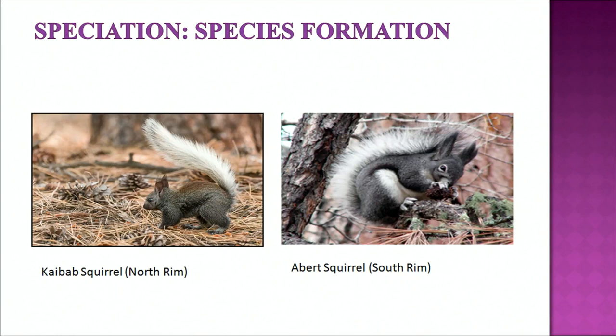One is Kaibab squirrel, north rim, and Abbot squirrel, south rim. It is a very good example of speciation, that is species formation. Now about these two squirrels which I have just shown, I am giving you the details.